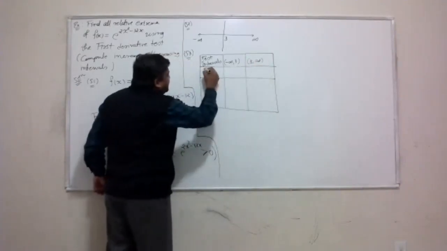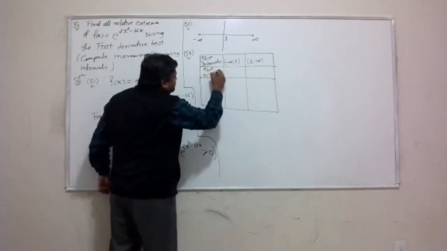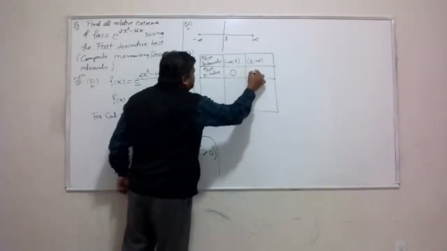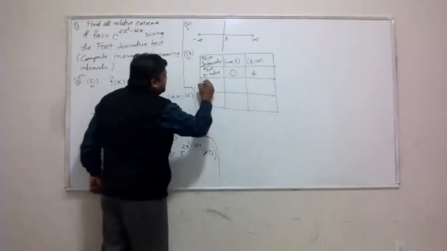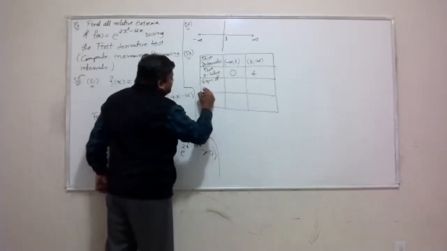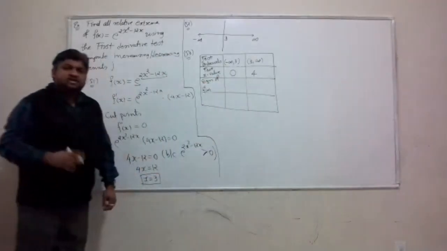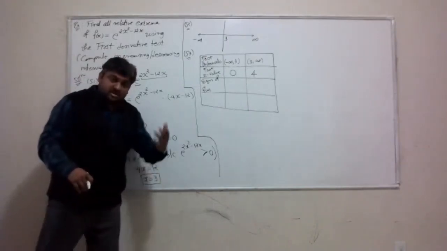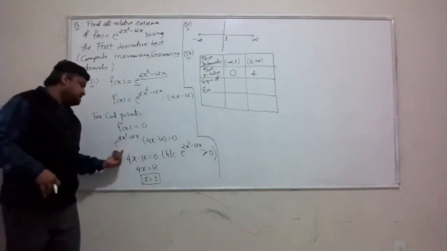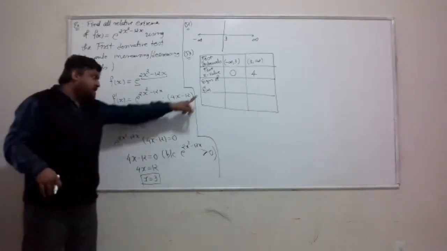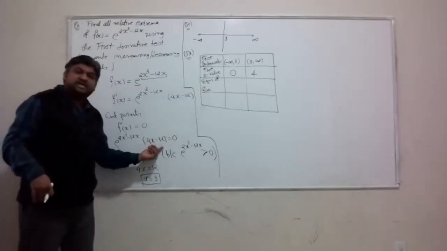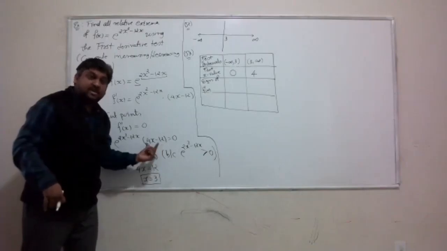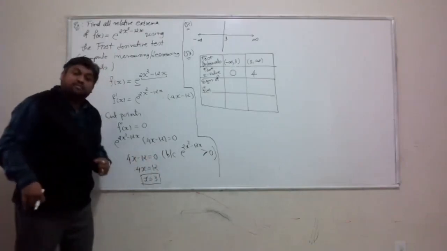I need to pick a test x value from each one of them. Let's pick 0 from here, and then let's pick 4 from here. I need the sign of f prime x. All right. As I said, here you can make this computation a little faster. If you already know that e to the anything is a strictly positive quantity, then the sign of f prime purely depends on that second factor, 4x minus 12. Whatever the sign of 4x minus 12 is, that's going to be the sign of the entire f prime x.